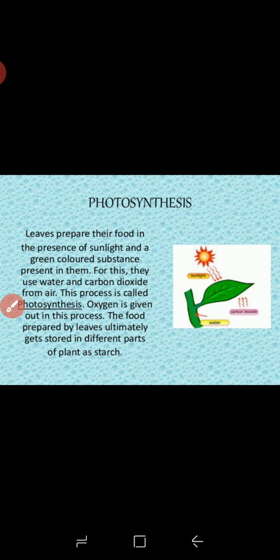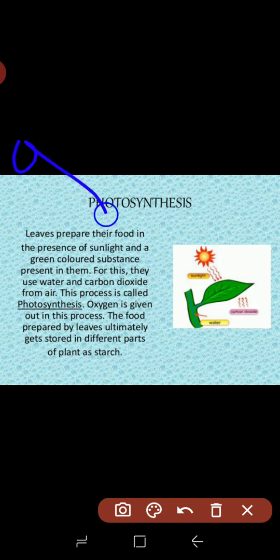So oxygen is given out in this process. The food prepared by the leaves ultimately gets stored in the different parts of the plant as starch. So the food prepared by the plant is known as glucose.